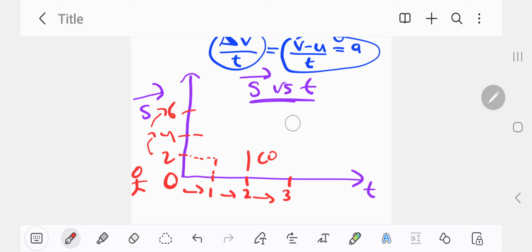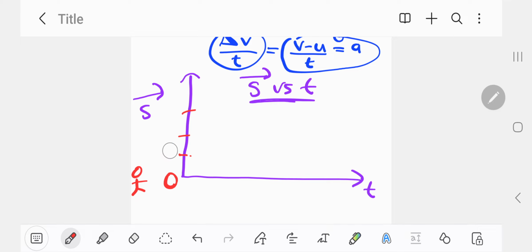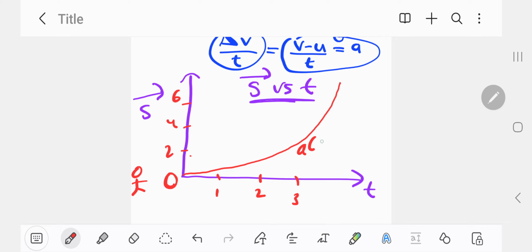Another graph they can give you is this. I'll keep the origin there. I'll keep the same person there. Suppose you have this, a curved line, an exponential. What does this imply? Well, this here means you are accelerating. Why does it mean that? Well, because it's not a constant graph. It's a curve, an exponential curve.